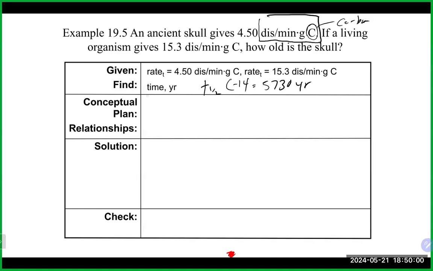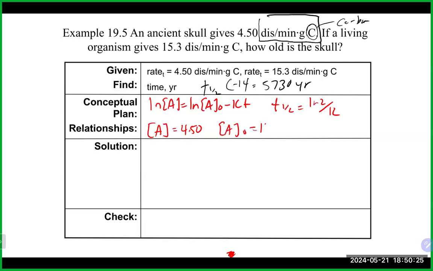All right, so let's take a look again. We're going to go with our equation here, actually, our two equations here. In this particular case, our final is the dead, ancient skull, so that's going to be our final there, 4.5. Our initial is living, so 15.3. Living should probably have more counts than final, right, as it's degrading or disintegrating over time. We are looking for how old it is, so in this case we're actually looking for t.